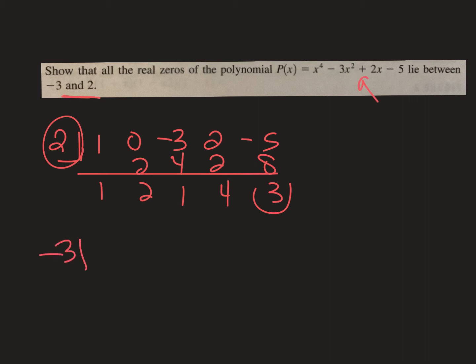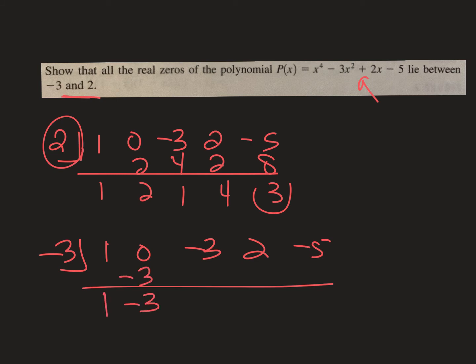If I plug in a negative 3, that's got to be negative to do this next part. 1, 0, doing the same numbers. And I try negative, I get 1, negative 3. That's going to be 9, that's 6. That's negative 18, that's negative 16. That's going to be 48, which is 43.